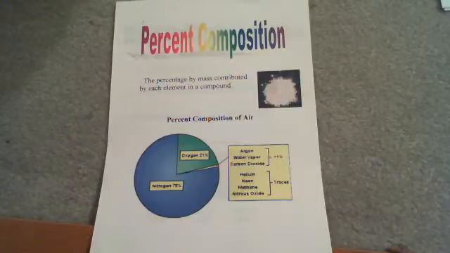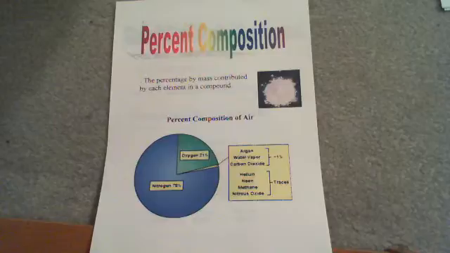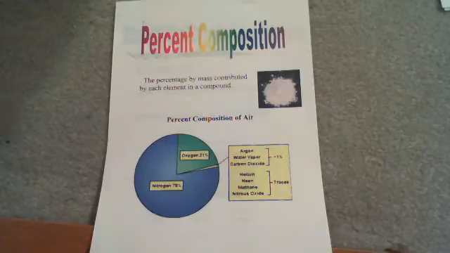Calculating the percent composition of a substance has many uses in chemistry. It can be used to determine the purity of a substance. One can compare the calculated percent composition with the experimental percent composition. If these values are close, then the substance is more pure.